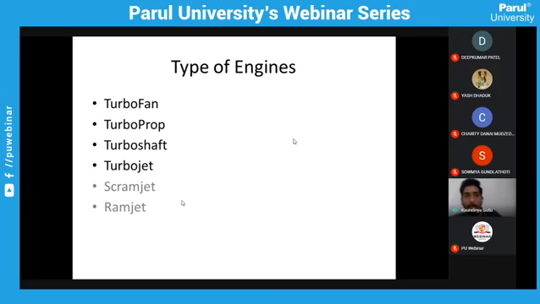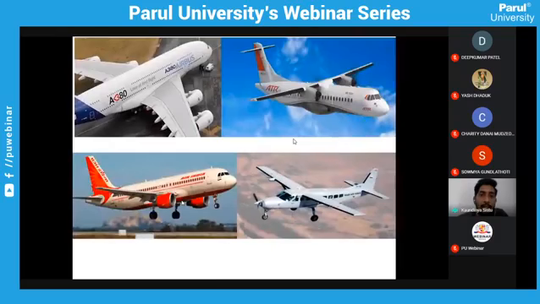Okay, anyway, let's continue with the types of engines: turbofan, turboprop, turboshaft, turbojet. Depending on the region where you are flying, the dimensions of the aircraft, and the size and weight of the aircraft, these are defined. For example, let me take this diagram back to these pictures.